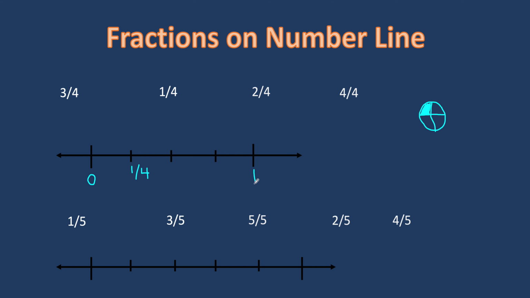Because we know that this 1 is the same as 4/4. If you know your division facts, 4/4 is equal to 1. It's the same thing as if you're dividing it. 4 divided by 4 equals 1. So that's how you know this 1 and this 4/4 is going to mean the same thing.